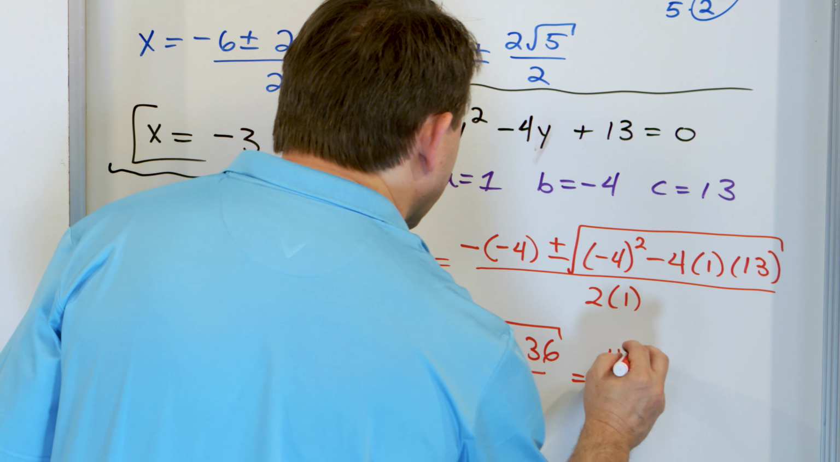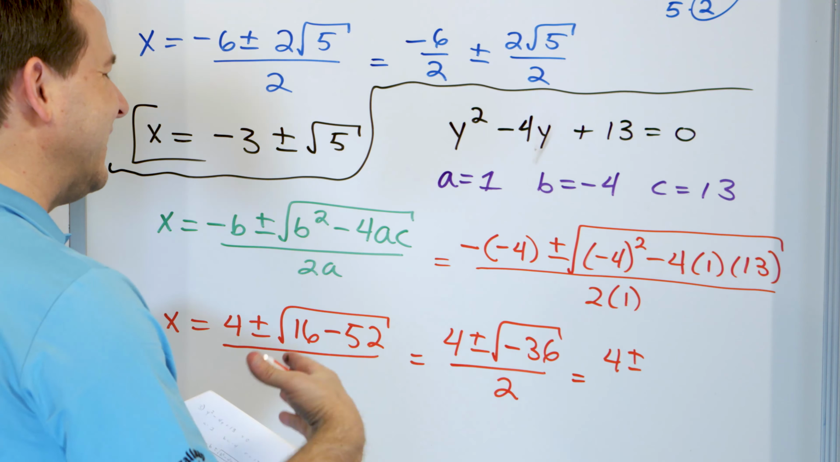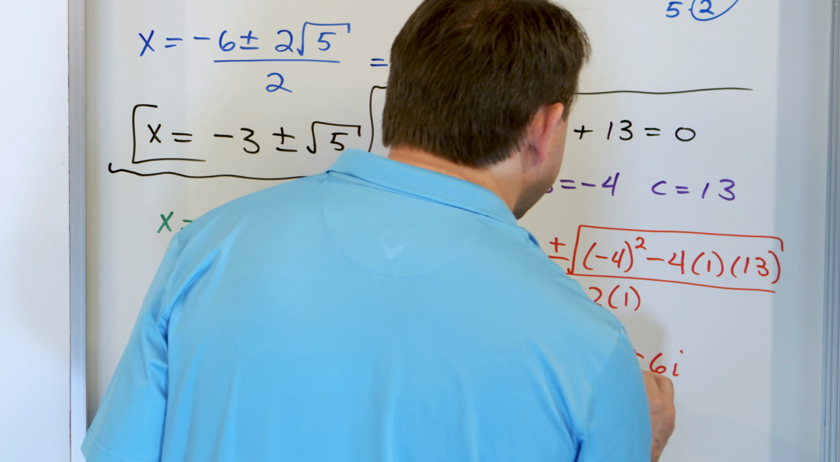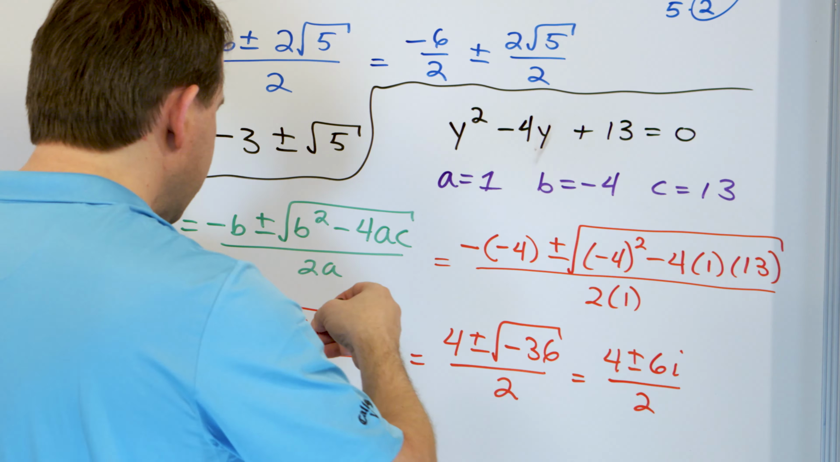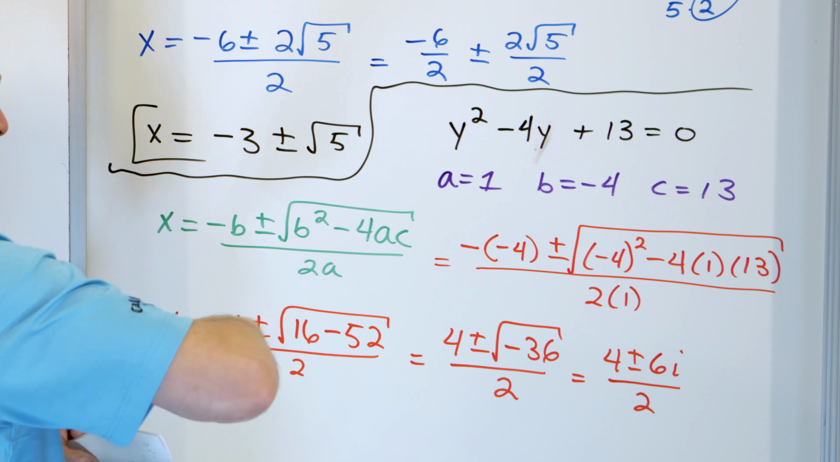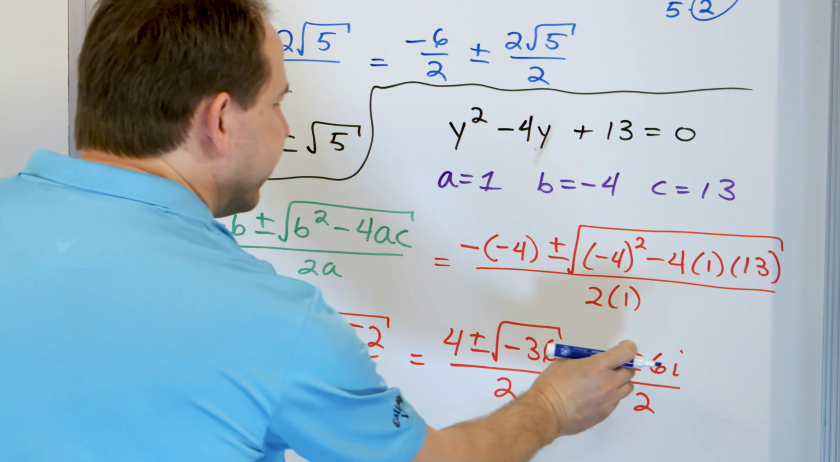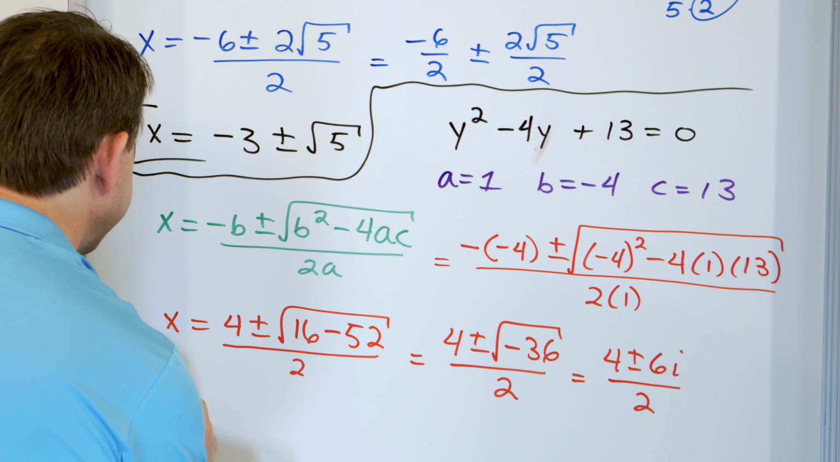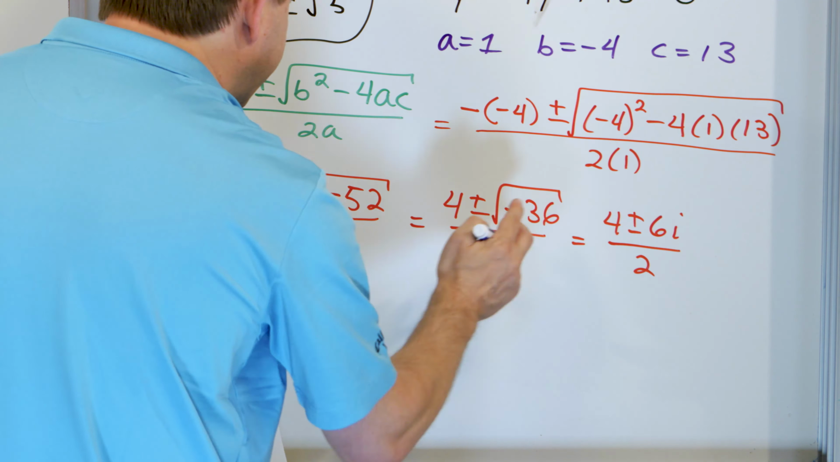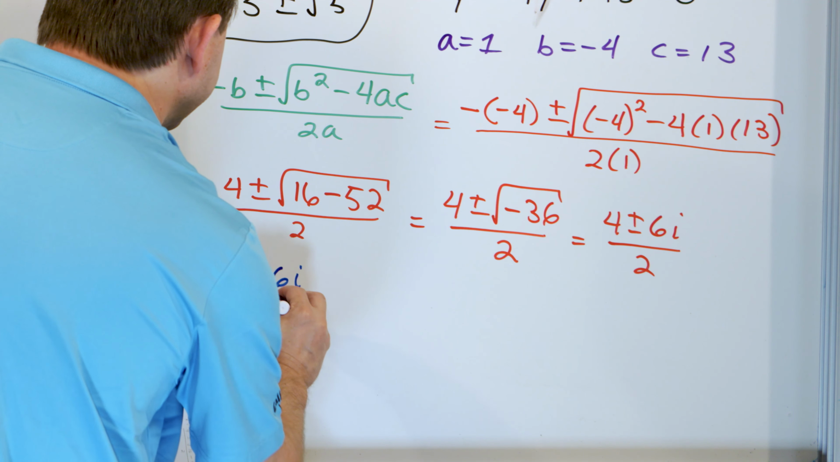And then you have 4 plus or minus. Now, we know the square root of 36 is 6. We know the square root of negative 1 is i, so you get 6i. And on the bottom, you're going to have this 2. Same kind of thing. I could probably leave it like this if I want, but I would rather cancel everything. And so what I'm going to do is break this thing apart so I can cancel it. What I'm going to have is 4 over 2, the plus minus comes down from here, and then 6i over 2.